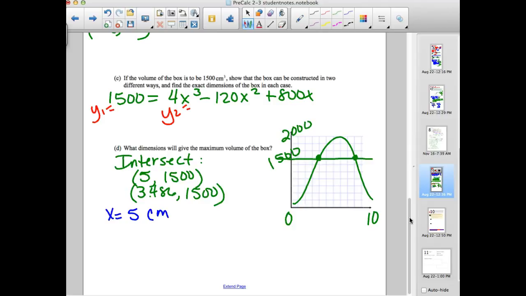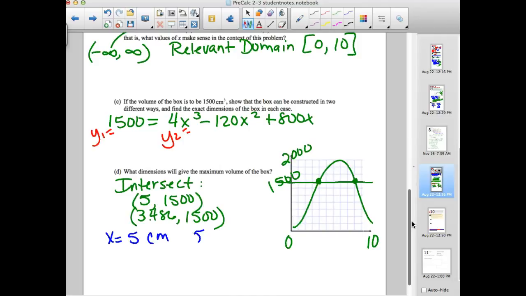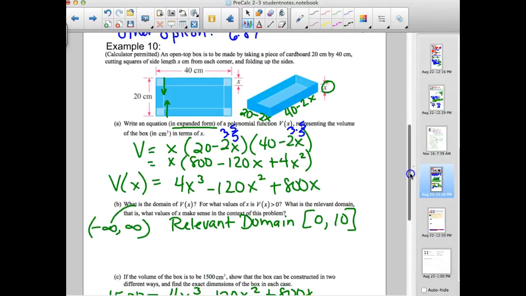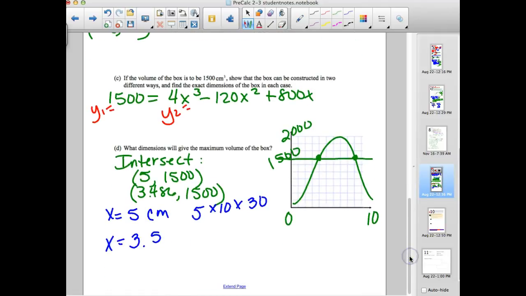And if we do that, and we go back to our equation, using 5 for x, we've got 20 minus 10, which would give us 10, and then we've got 40 minus 10, or 30. So our dimensions of our box would be 5 by 10 by 30. And the other option was if x, we'll just round to 3.5 centimeters, plugging in 3.5. Timesing by 2 gives us 7. 20 minus 7 would be 13. And 40 minus 7 would be 33. So our last option, we have a 3.5 by 13 by 33 for our box.